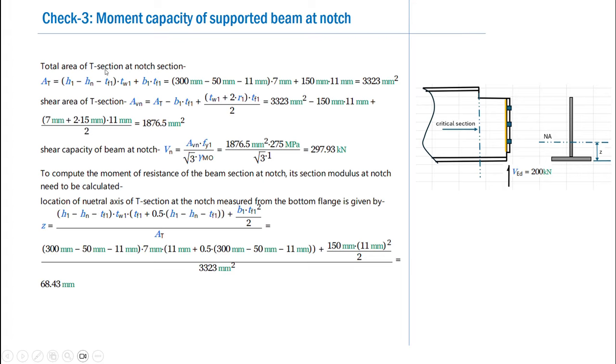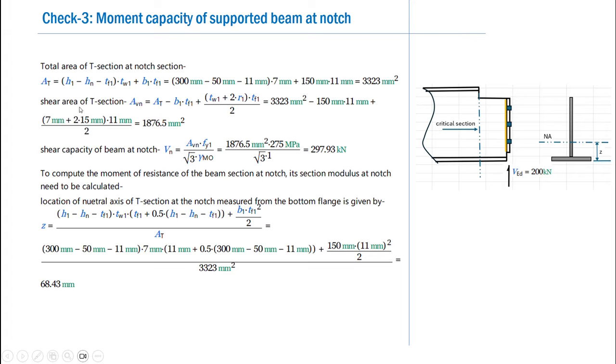First we calculate the total area of the T section at the notch section. Now because we have all the parameters, like for example the flange thickness, flange width, web thickness, etc., substituting these various parameters, you obtain the area of this T section as 3323 mm square. Now this is the total area.